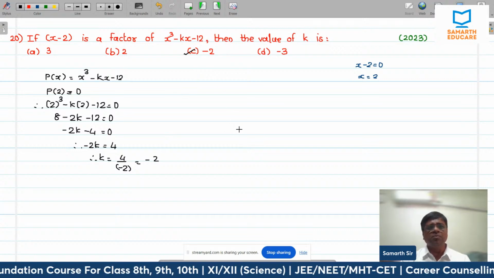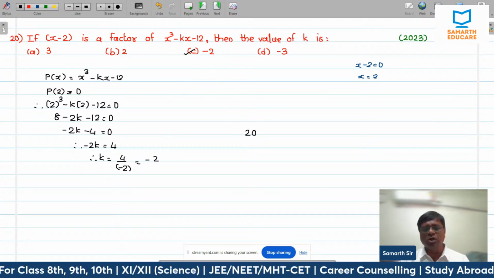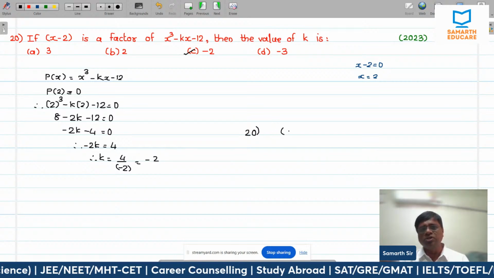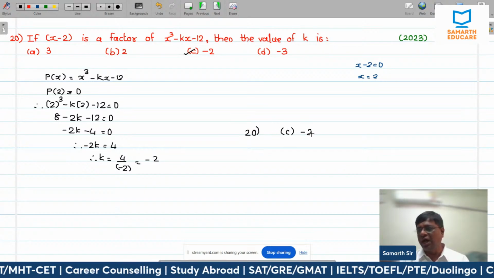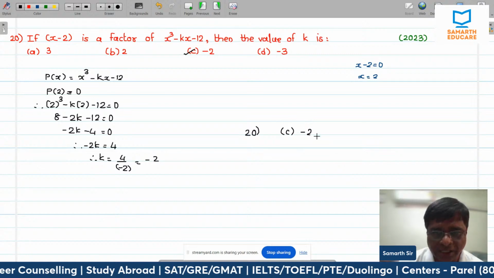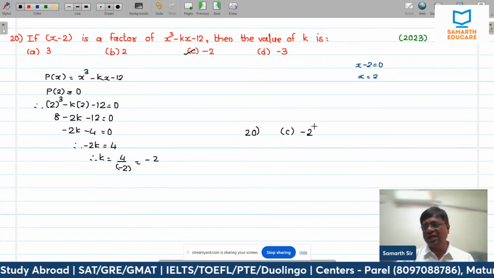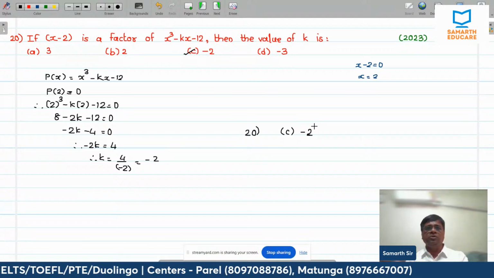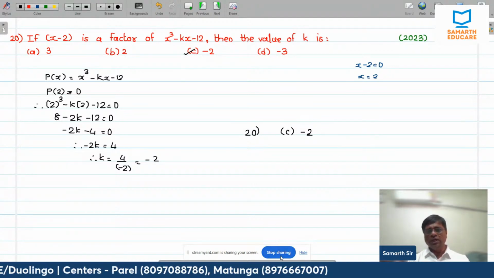Remember in the exam, suppose it is question number 20. So my answer would be question number 20, it is option C -2. This is the way I have to write the answer for MCQs. Don't just write the option number and leave it, because you have to write the option number and also what the option is.